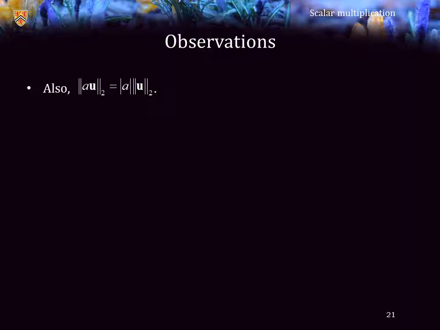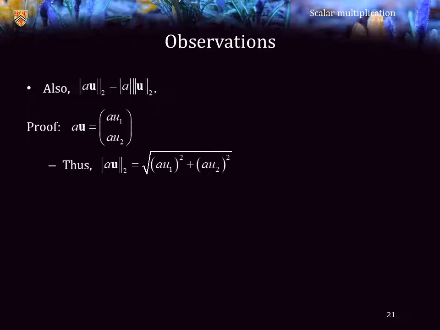All right, here's a more challenging proof. The length of a times u is the absolute value of a times the 2 norm, or the length of u. Well, proof. A times u is just a times each of the entries of u. Now, if we use the definition of the 2 norm, the 2 norm of that vector is just the first entry all squared plus the second entry all squared, all square rooted.